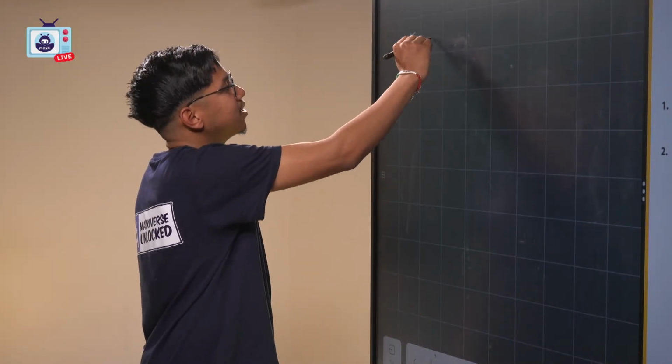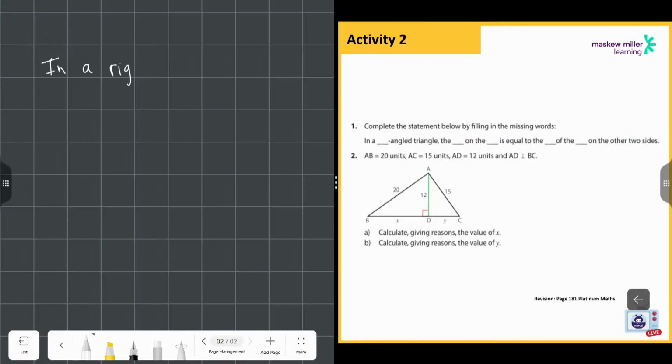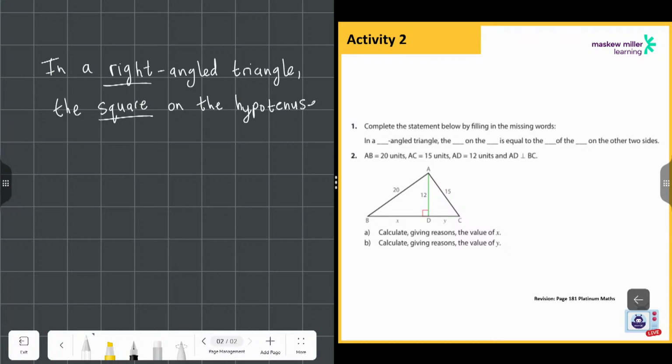So I'm going to say in a what angled triangle? In a right-angled triangle, comma, the square on the hypotenuse, we know that's the side opposite 90, is equal to the sum, I'm going to underline that, the sum of the squares, I'm going to underline squares, right, of the other two sides.